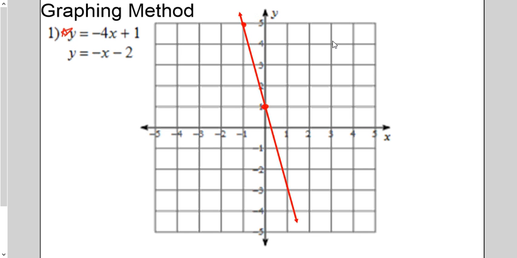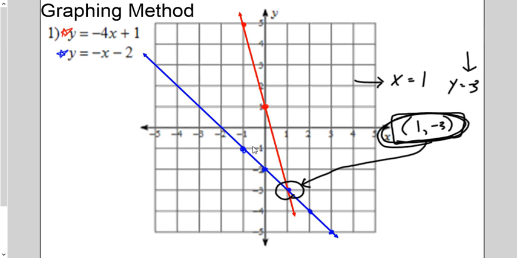The first method is what we would call the graphing method, and that's where you literally have your own graph and you go and graph the equations. So here's the first line that's graphed, y equals negative 4x plus 1, and then we go graph the second equation, and where they touch, you'll see it would be right here. That becomes your solution. So this point of 1, negative 3 is your solution.